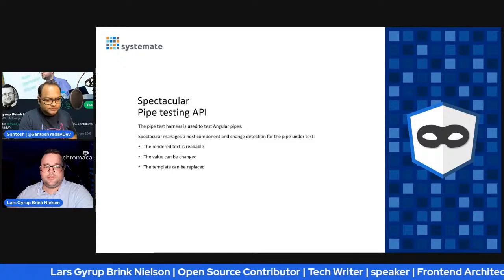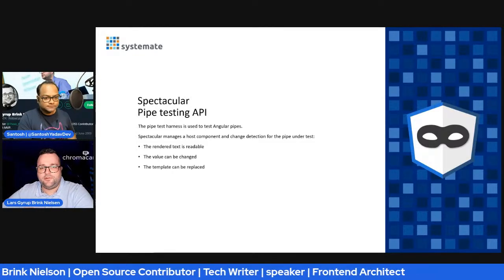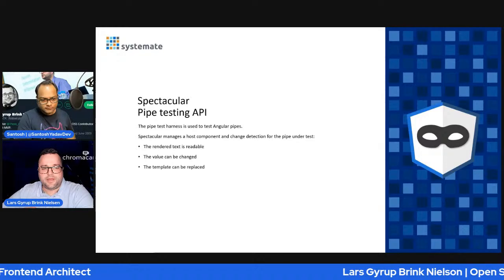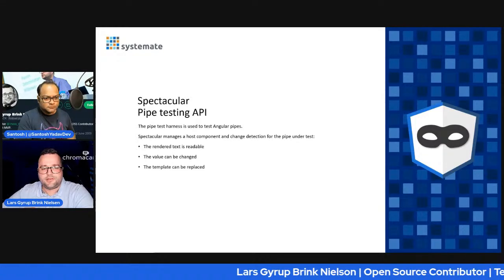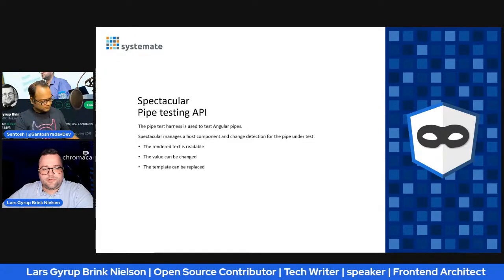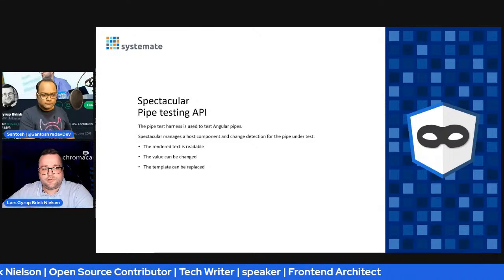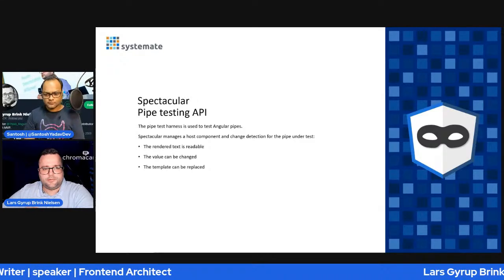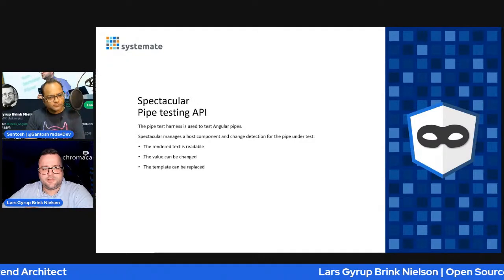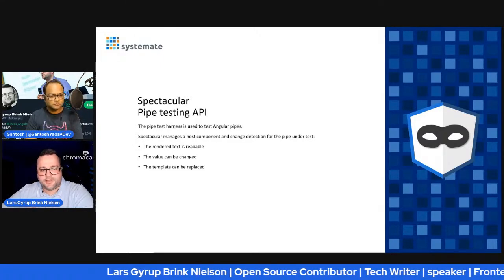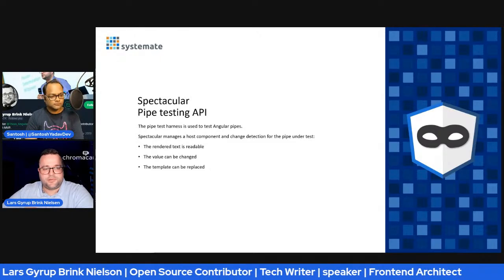Okay. The final one that's part of this initial version we're preparing of Spectacular is the pipe testing API. It's for Angular pipes. So it will manage a host component for you. It'll run the change detection, but it will be transparent to you. So you don't have to set all of this up. You don't even have to know there's a host component or that change detection is being run. It will be very simple to test a pipe, but it will be tested with an actual component and an actual DOM. Well, actual as in created by the testing framework.